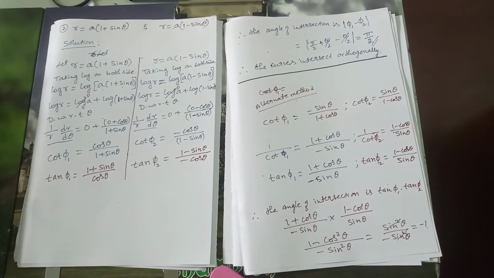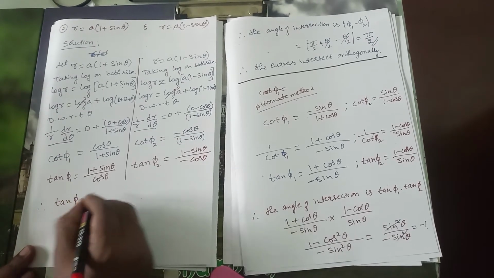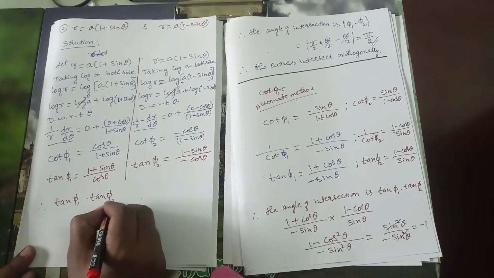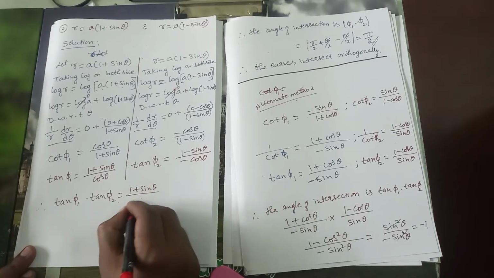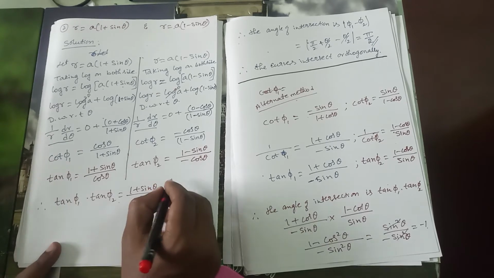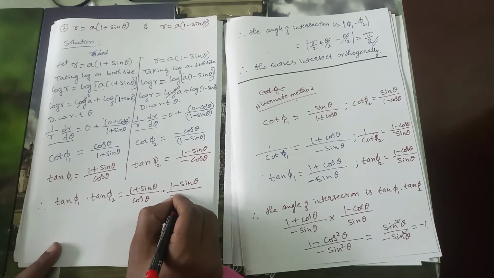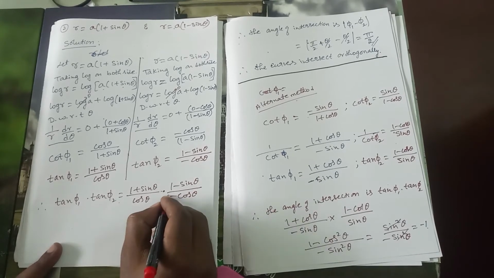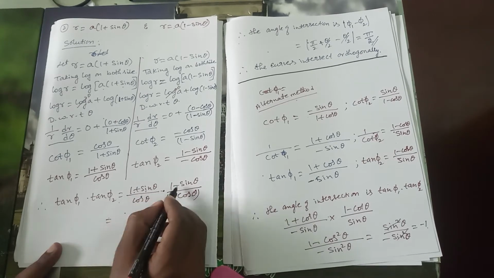Now therefore tan phi 1 into tan phi 2 equals, what do you get? 1 plus sin theta divided by cos theta into 1 minus sin theta divided by minus cos theta. So here what do you get? This becomes a plus b into a minus b.